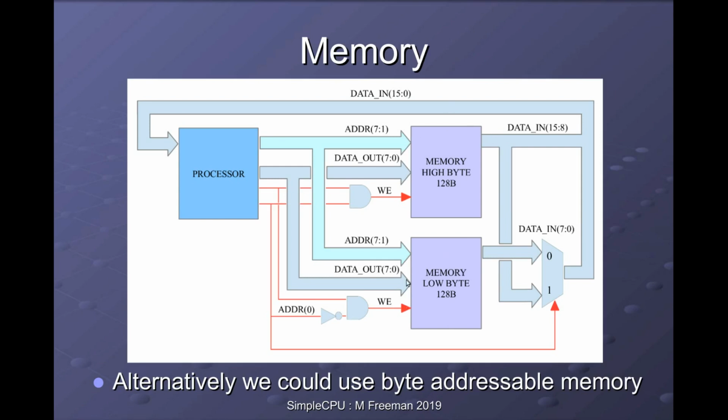So separating our memory into two blocks and only enabling one at a time overcomes one of the problems we were trying to solve, the ability to write to every byte in memory. But we still need the ability to read each byte when we execute a load instruction.